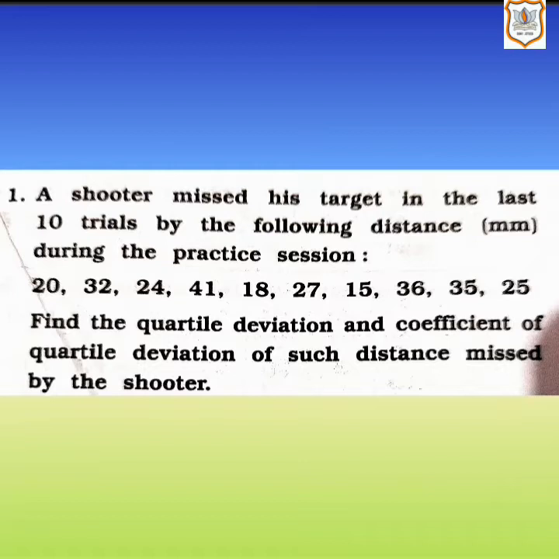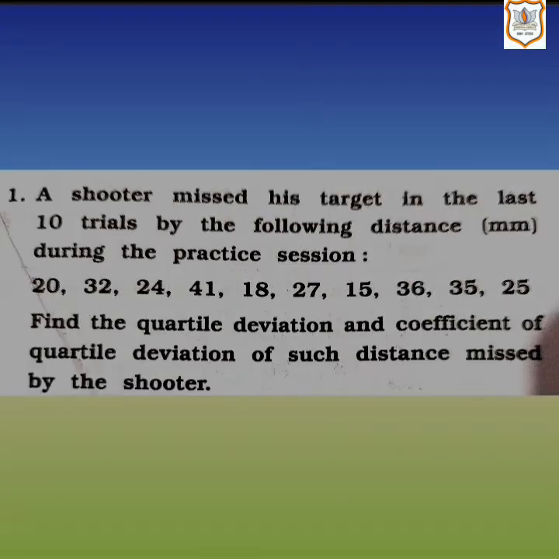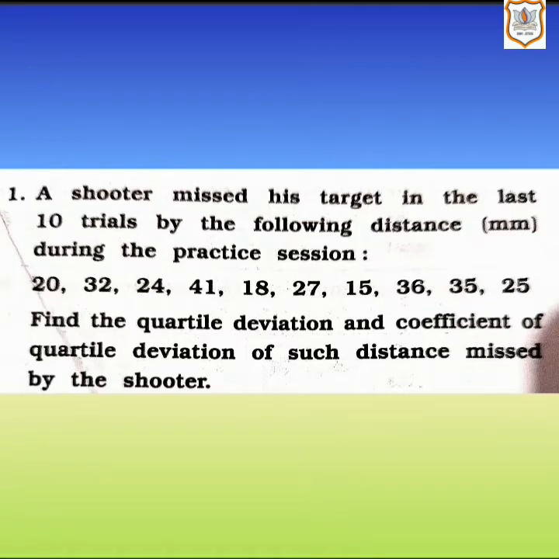A shooter missed his target in the last 10 trials by the following distance during the practice session: 20, 32, 24, 41, 18, 27, 15, 36, 35, 25. Find the quartile deviation and coefficient of quartile deviation of such distance missed by the shooter. So here you can see ungrouped data is given in the question, and first we have to arrange this ungrouped data in ascending order. So let's solve the sum and be more clear.